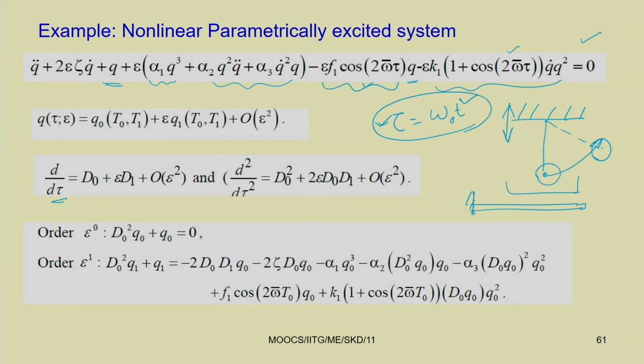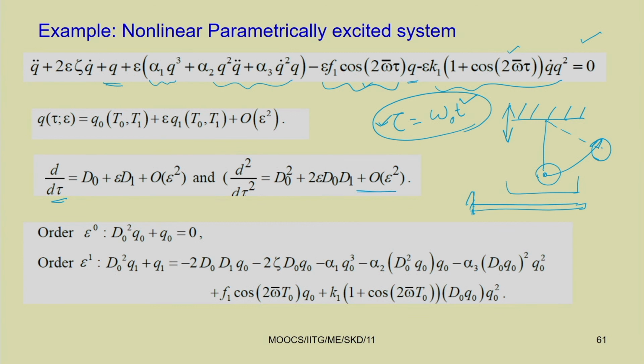So, d by d tau can be written here as d 0 plus epsilon d 1. Similarly, d square by d tau square can be written as d 0 square plus 2 epsilon d 0 d 1. Here you just note that we have neglected the terms with epsilon square. When you are doing this manually, you may neglect those higher order terms, but if you are using symbolic software, you can conveniently use the higher order terms to write down this equation also. Now separating the terms by the coefficient of different orders of epsilon, we can write down this equation.